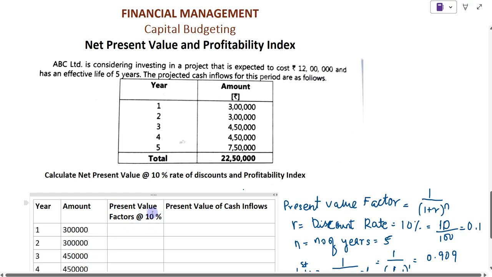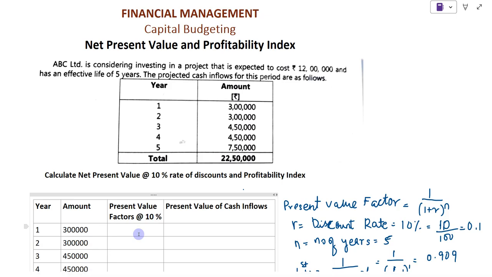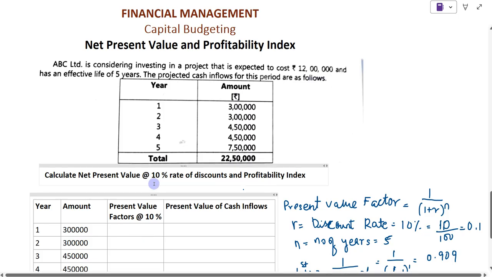No matter whatever the percentage is, the formula will remain the same. Now in some examples they will give the factor values in the question itself, so there is no need to calculate the present value factor. If they have not given it, if they have just given us the rate of discount, at that time we have to calculate the present value factor. Now see here how to calculate the present value factor.